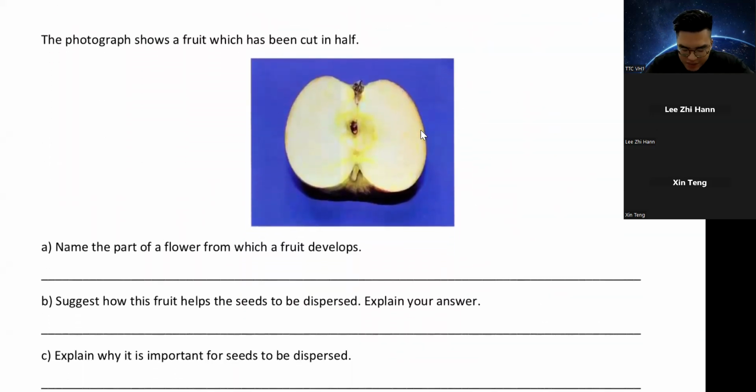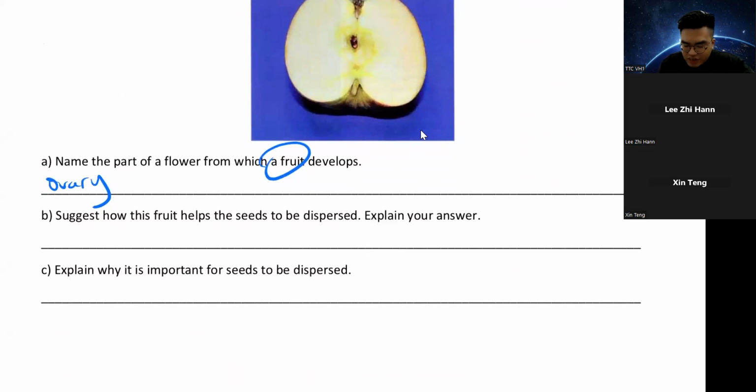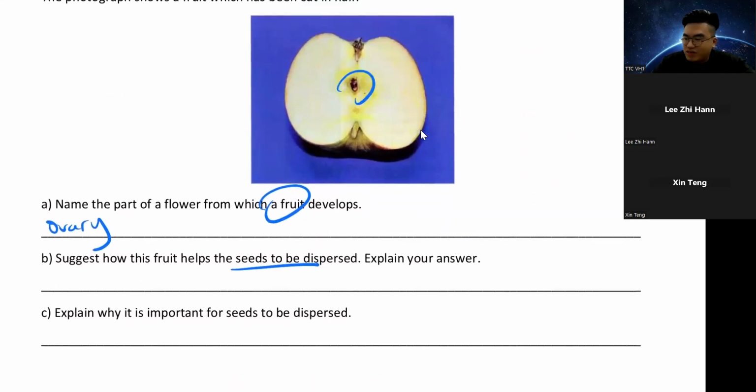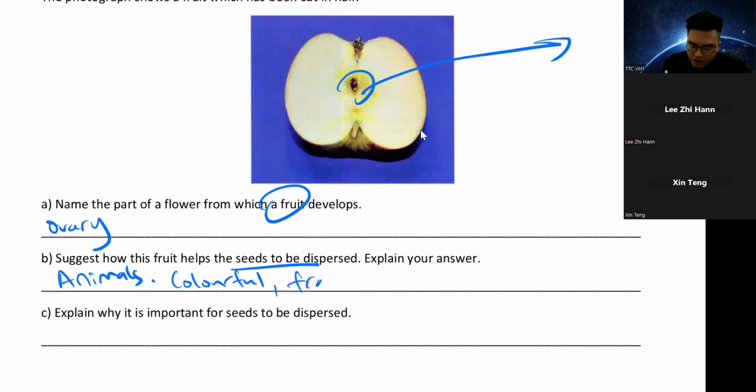Okay, so let's go to 7. Name the part of a flower which the fruit develops. Fruit is from who? From ovary. We're eating the ovary of a plant. How this fruit helps the seed to be dispersed. Okay, so apple, how do they disperse seed? By using animals. Of course, animals eat it and throw that seed away. Explain answer, because they are colorful, they are fragrant, they are sweet.